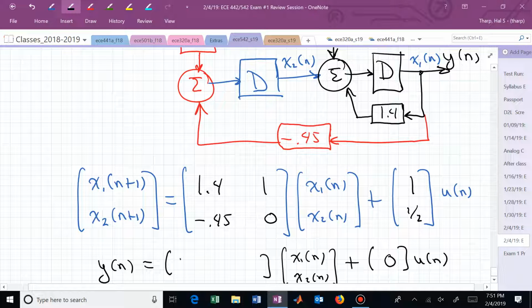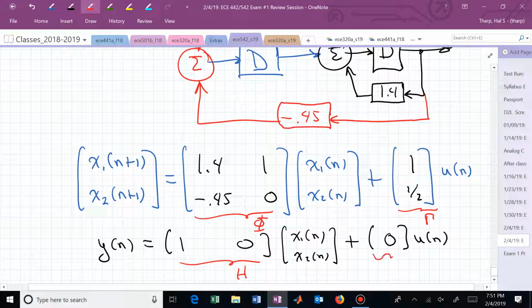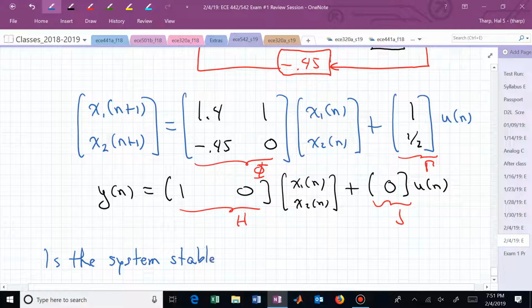Zero there and 1 there. And now this is phi, this is gamma, this is h, and that's j. Is that system stable? Is that a valid question? Could you answer that given this information?